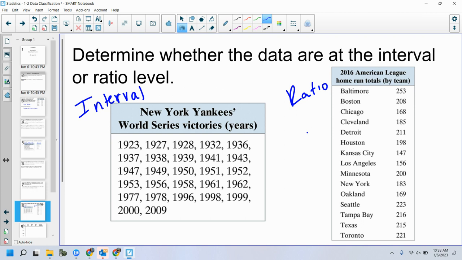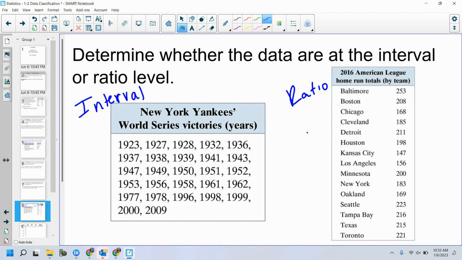I can say that it had been 9 years from 2000 to 2009. It makes sense to find a meaningful difference between the two. But a ratio of those years, well, that doesn't really help us in any way, right? We can't really conclude anything in that way, right?